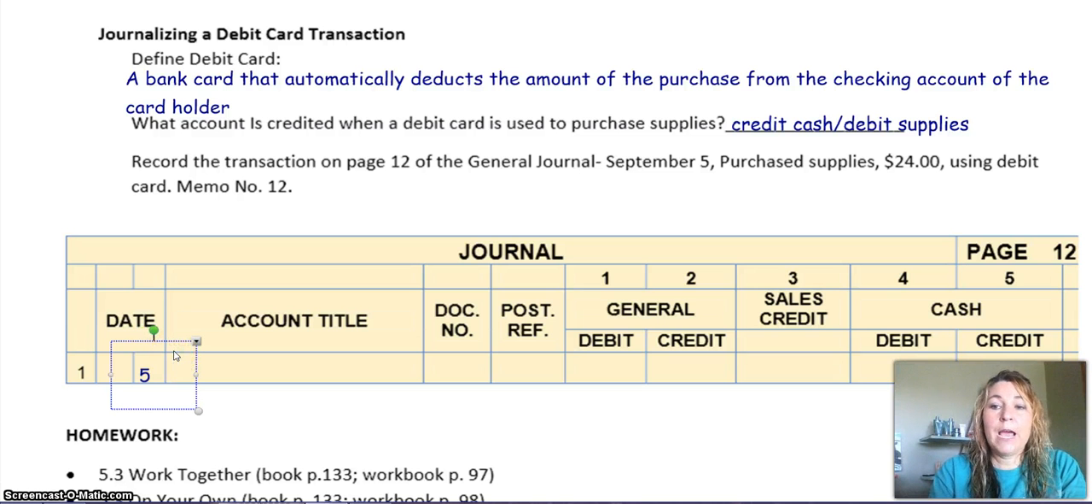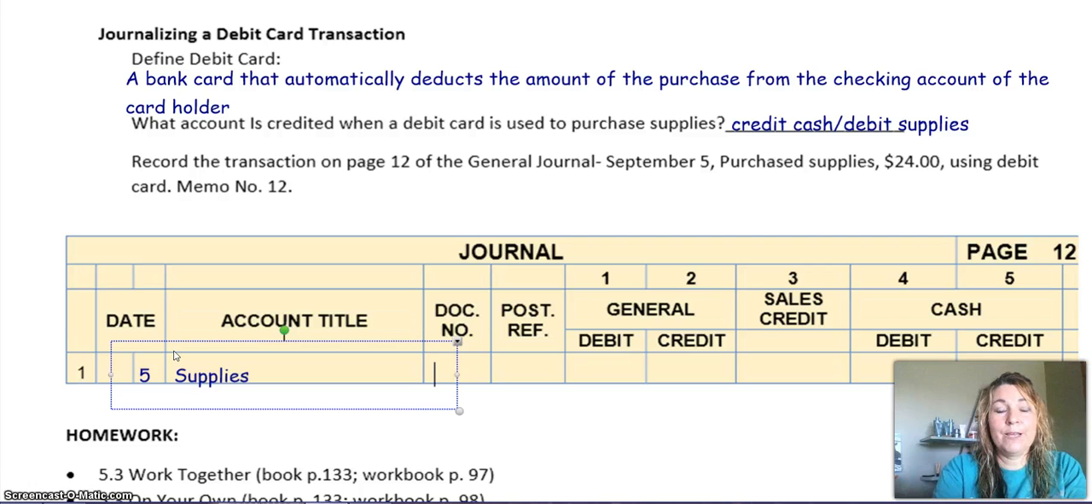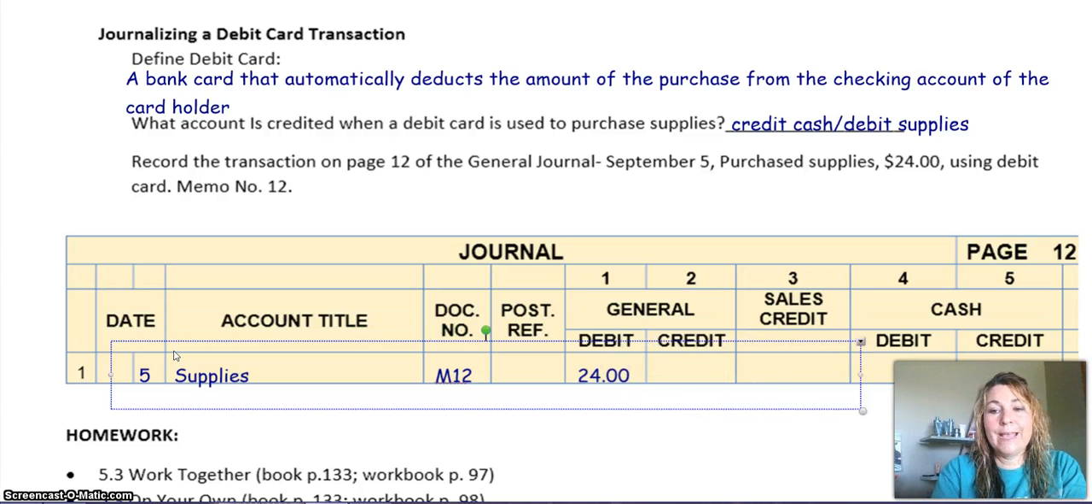We purchased supplies, $24 using a debit card, memorandum number 12. So I'm going to put supplies here. Come over, just exactly like writing a check, except this is not a check. It is a memorandum, so it's M12. We're going to debit supplies because it is increasing. And we are going to credit cash just like we had written a check because our cash is decreasing. We just did it with our debit card instead of with an actual paper check.